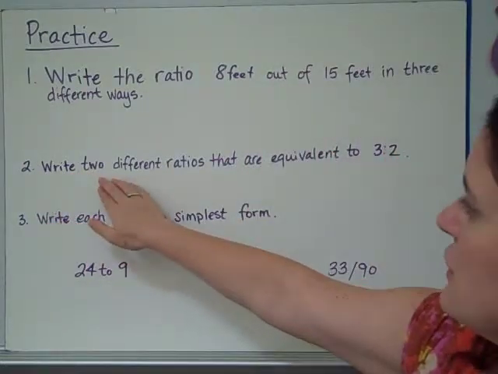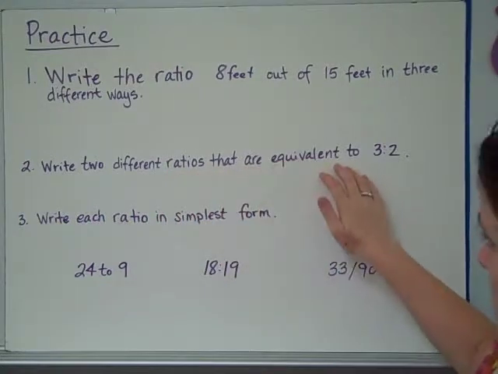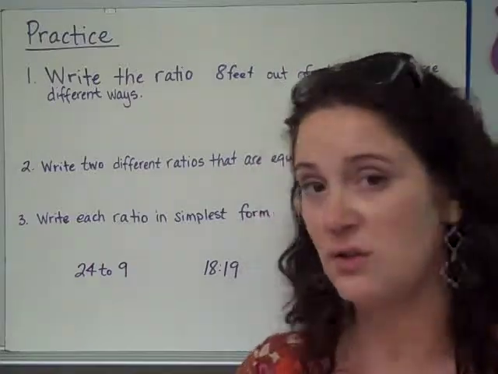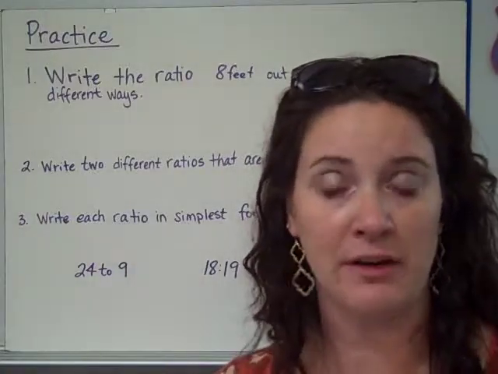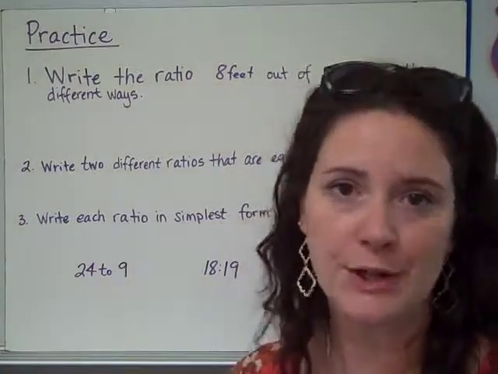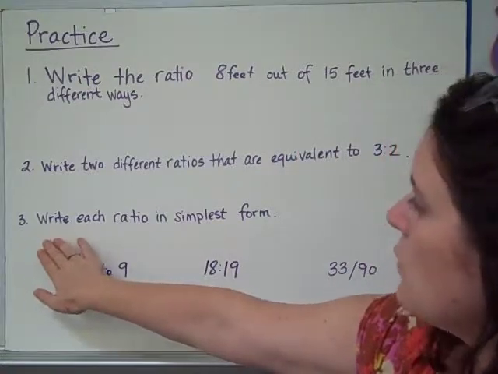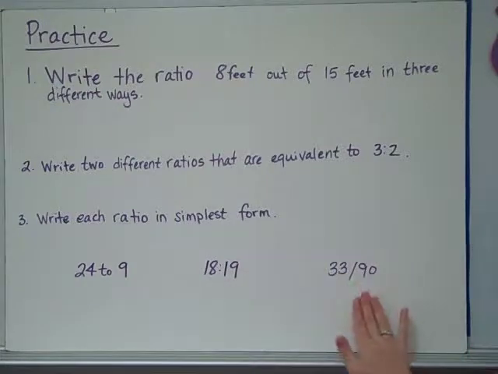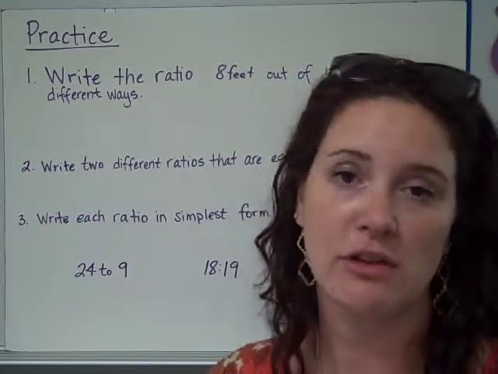Number 2, write 2 different ratios that are equivalent to 3/2. So we simplified earlier, you can do the same thing by multiplying to make it bigger. Find 2 more equivalent ratios. Number 3, write each ratio in simplest form. So I've given you 3 different ratios, and I want you to simplify them using the greatest common factor.